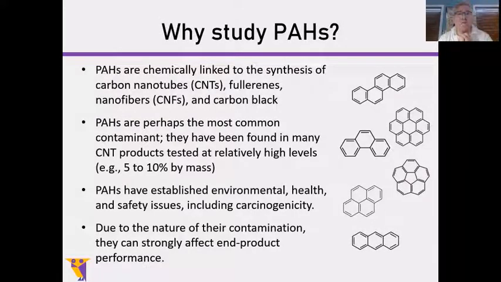Now, they can form as side reactions, or they can be called contaminants. And in some instances, they can make an appreciable amount of the end product. They can be 5 to 10% of the mass. And since they have environmental health and safety concerns, they're carcinogenic, for example, and because when they land on the surface of a CNT, they can block sites on the CNT from interactions with something, say, like a composite matrix, well, then they can affect end performance as well.